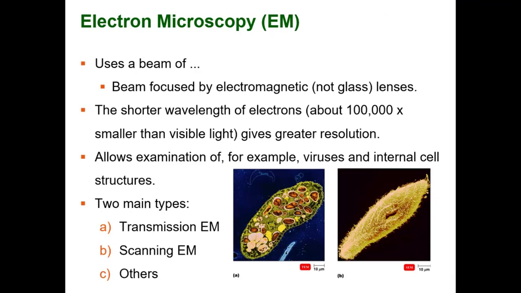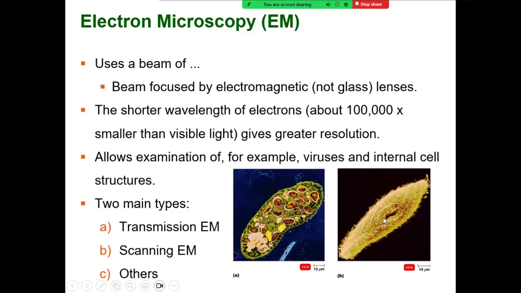Electrons have a shorter wavelength than light, allowing us to get greater resolution, because the resolution limit is less than 0.2 micrometers. This allows the examination of smaller samples like viruses and internal cell structures. There are two main types of electron microscope. There's actually 4 types, but there are 2 main types. That is a transmission electron microscope, shown in A, and a scanning electron microscope, shown in B.